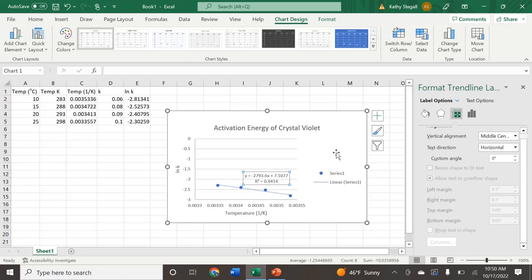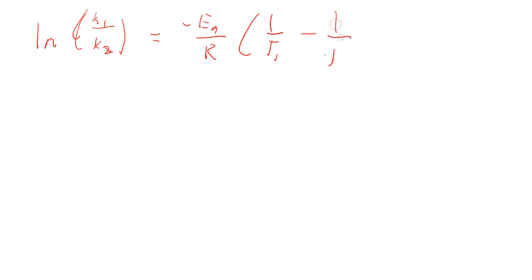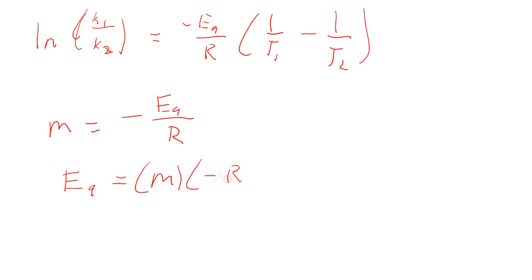So now we have our slope here, and our slope is given to us as -2793.6. So we know from the Arrhenius equation that the ln of k1 over k2 is equal to -EA over R times 1 over T1 minus 1 over T2. So if we plot ln K versus 1 over temperature, then our slope, which we represent as m, is equal to -EA over R. So then we can rearrange this to get our activation energy is equal to our slope that we came up with from our graph times the negative of R.